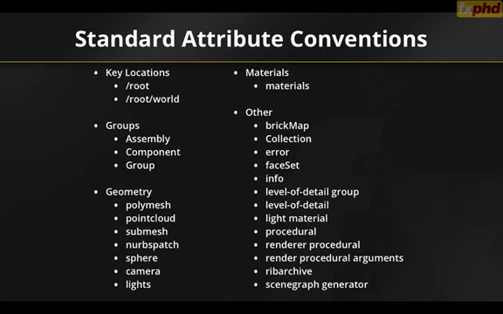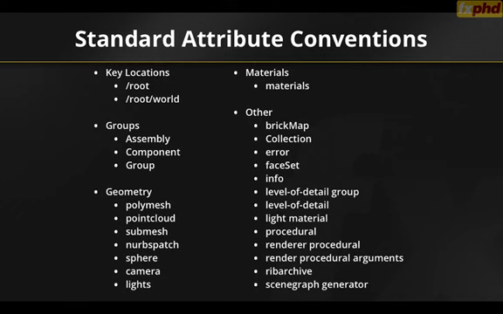So you can see that we have key locations such as root and root world. We have groups, assembly, component, and then group itself. We have a number of types of geometry. So we have polymesh, point cloud, submesh, NURBS patch, sphere, camera and lights. We have the materials that we talked about earlier, and then we have other. And other contains a whole mishmash of things that can be really useful.